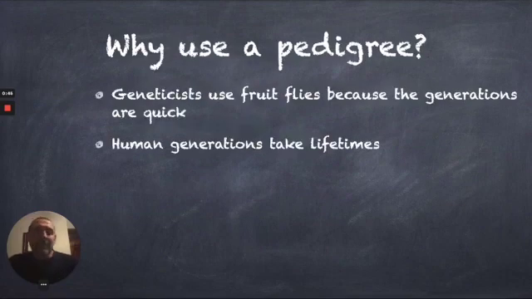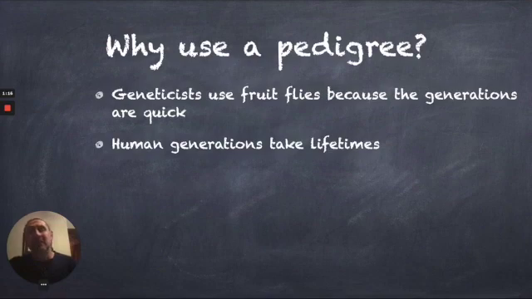So why do we use a pedigree? Well, typically in genetics, whenever we're trying to figure out some things about traits, we'll use things like beans, like Mendel did, peas, or fruit flies. And the reason we use those things is because we can get a lot of generations to turn over very quickly. But with a human trait, you've got to wait sometimes 40 years before the trait manifests itself.